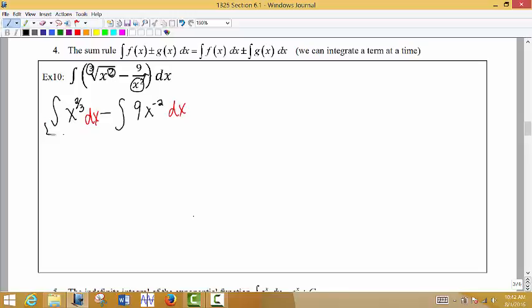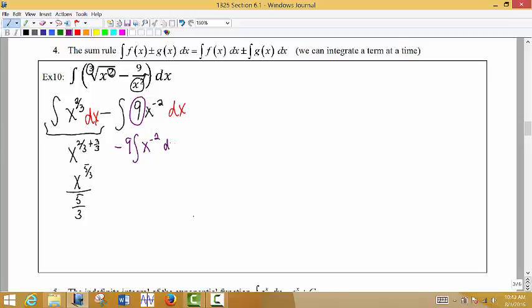Okay, let's focus on the first integration then, the first term. The antiderivative of that, I'm going to add 1 to the power, which means I'm going to be adding 3/3. And then I'm going to divide by the new power. Alright, we'll simplify that in just a minute. Now for the next one, what I would like to do is I have this constant multiple of 9 that's being multiplied times the variable. So I'm going to go ahead and bring that 9 out to the front of the integration.